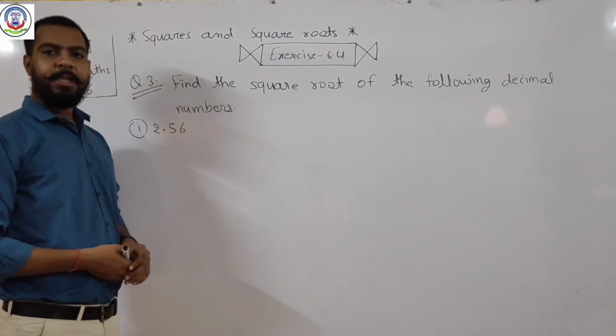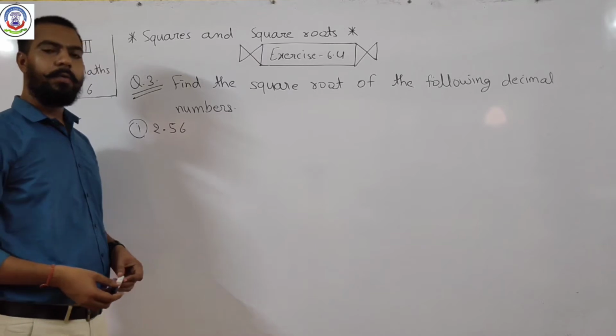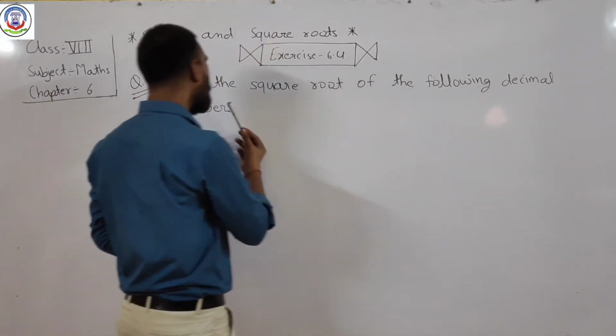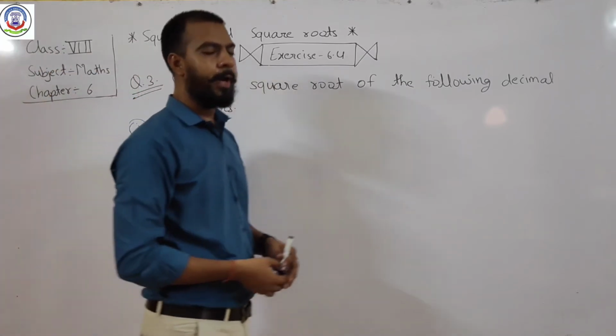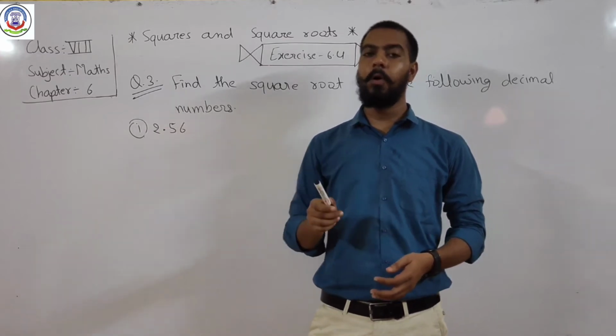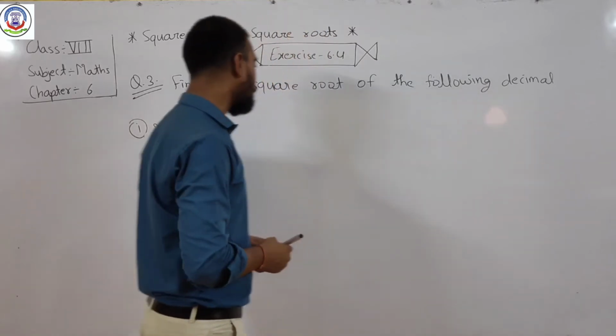Okay students, let's see the next question, that is question number 3, and in this question we have given that find the square root of the following decimal numbers. That means we have some decimal numbers and we have to find the square root of those numbers. Okay, with the help of division method. Okay, we will apply only division method.